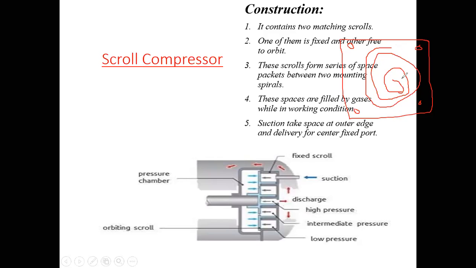Suppose there is another spiral. This is not rotating. Here you can see it's another spiral, and this spiral has an orbital motion. There is some difference between rotating motion and orbital motion. Suppose I am considering this as a point.